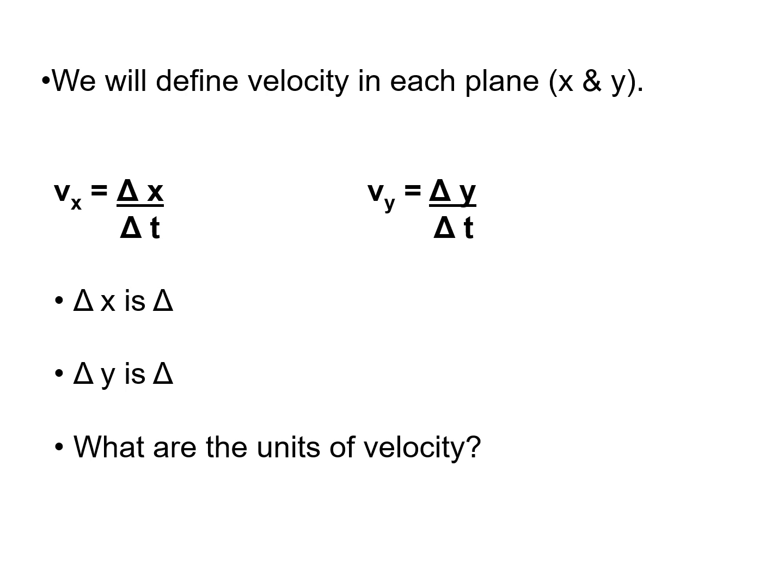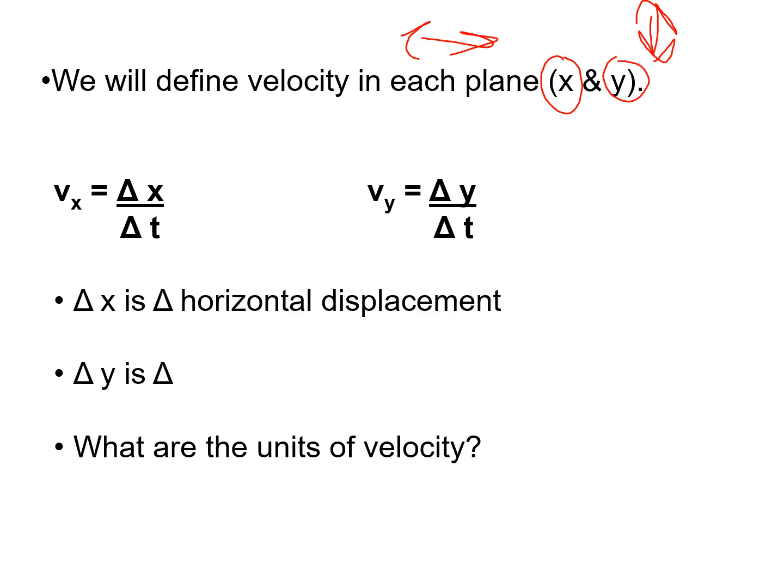We define velocities in each plane. For linear kinematics, we're only looking at the x and y, or left to right and up and down planes, vertical and horizontal motion. For horizontal velocity, it's the x direction. It's a change in the x direction for horizontal displacement. For any vertical movement, it's a change in the y direction.